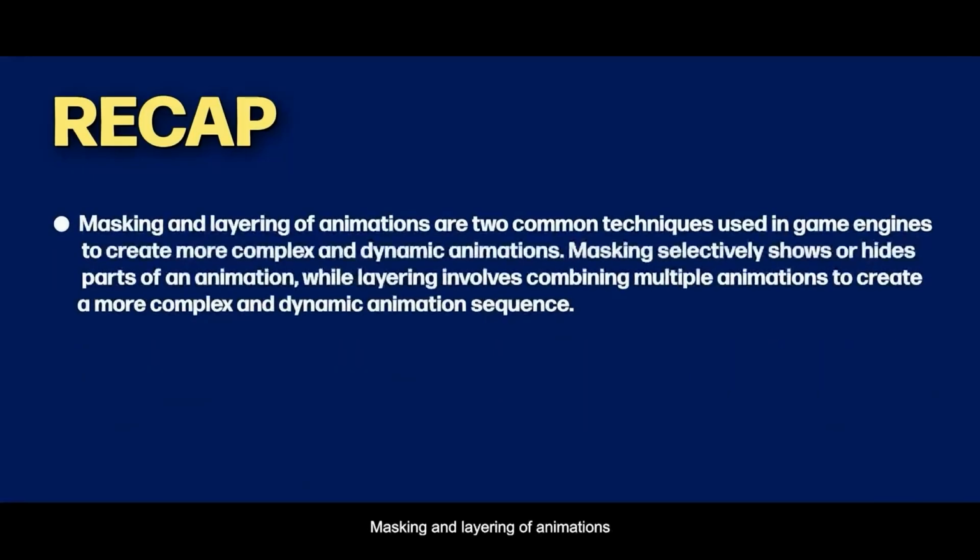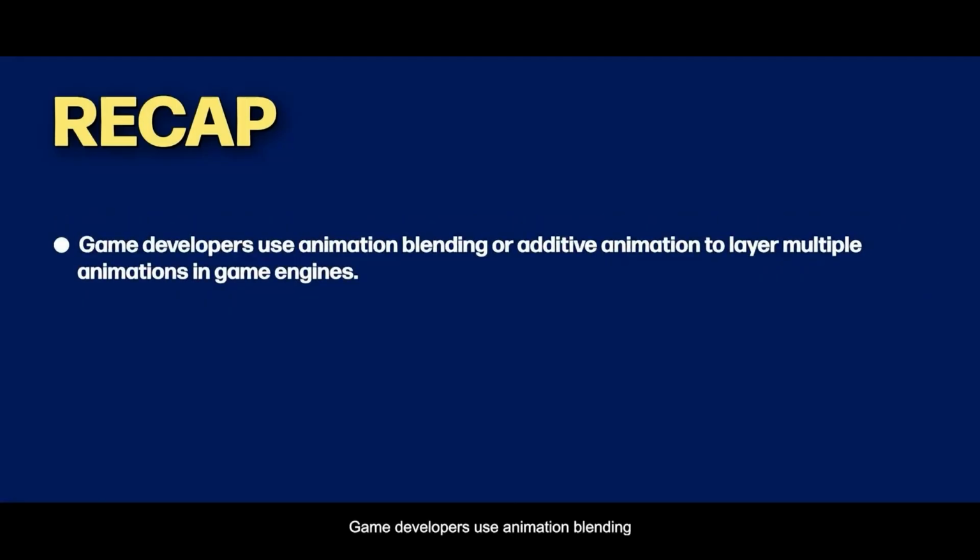Masking and layering of animations are two common techniques used in game engines to create more complex and dynamic animations. Masking selectively shows or hides parts of an animation, while layering involves combining multiple animations to create a more complex and dynamic animation sequence. Game developers use animation blending or additive animation to layer multiple animations in game engines.